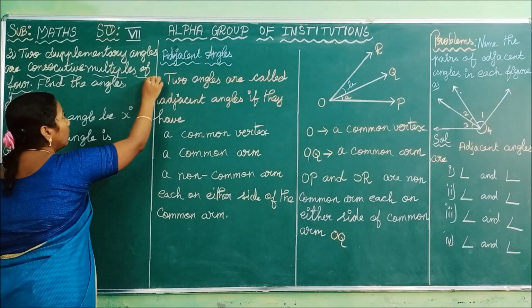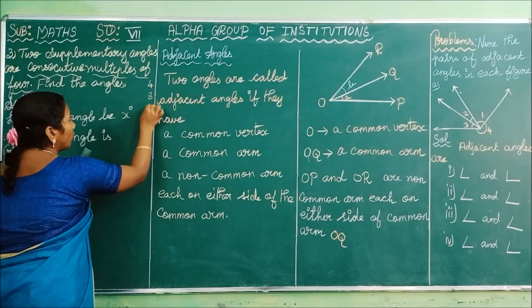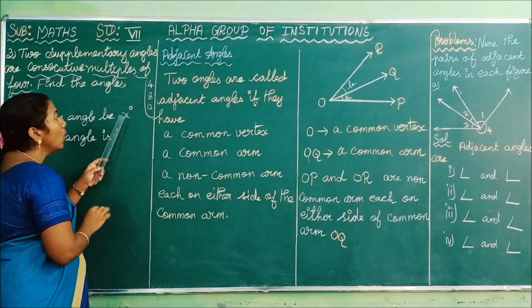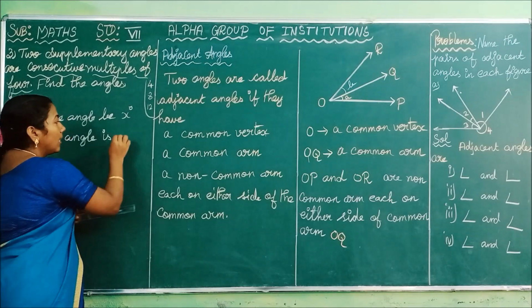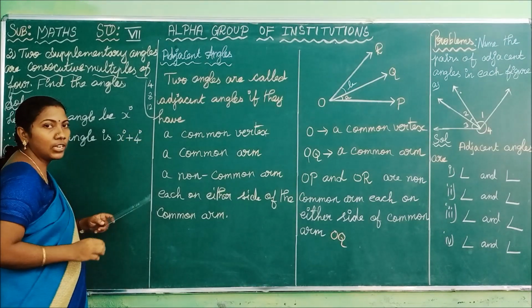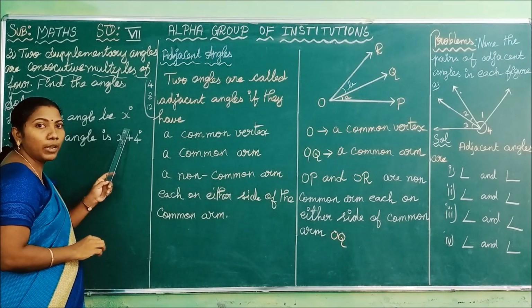We have already done this with multiples of 3. Okay, so 4, 8, 12. These are multiples of 4. Each differs by 4. So, if one of the angles is x degrees, what should be the next angle? x degrees plus 4 degrees. We understand, children? One of the angles is x, and the next angle should be x degrees plus 4 degrees.